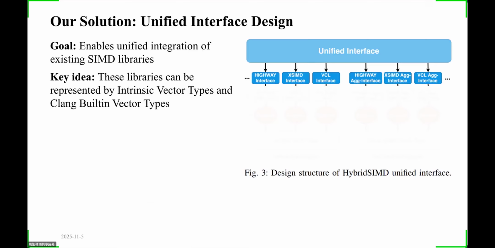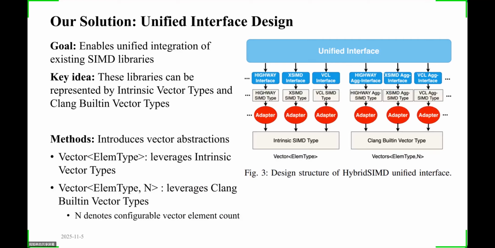Okay, first, let's start from the unified interface. Our goal here is to support different SIMD libraries under one umbrella. To do this, we classify existing SIMD libraries based on their support for two types of vectors. Here, the built-in vector types can be understood as an abstraction of the intrinsic type, but with an interface that exposes a configurable vector element count.